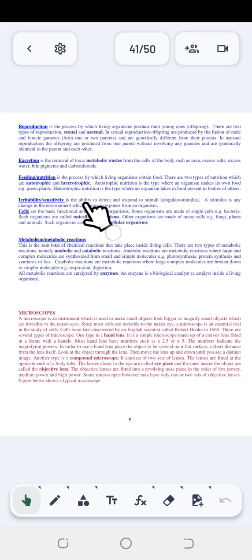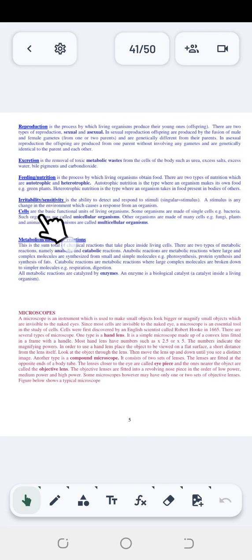Irritability is the ability to detect and respond to stimuli. Singular, we say stimulus, and stimuli is plural. A stimulus is any change in the environment which causes a response from an organism. Let's say, for example, when you touch a hot object, you are going to feel that it is hot and you remove your hand if it becomes too hot.